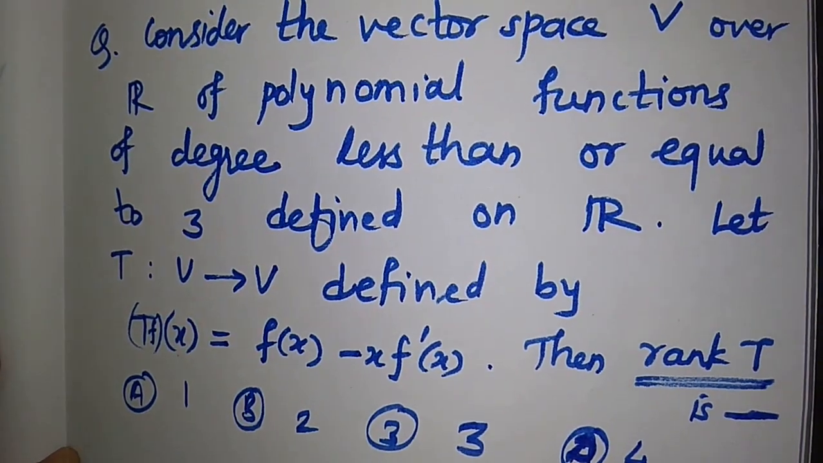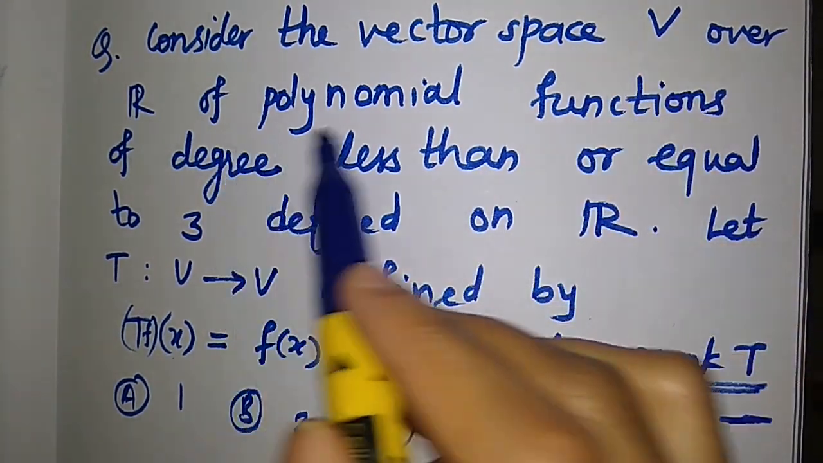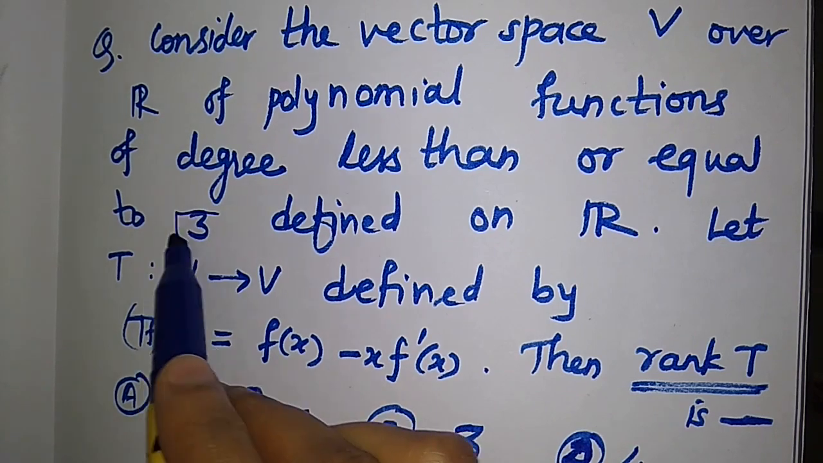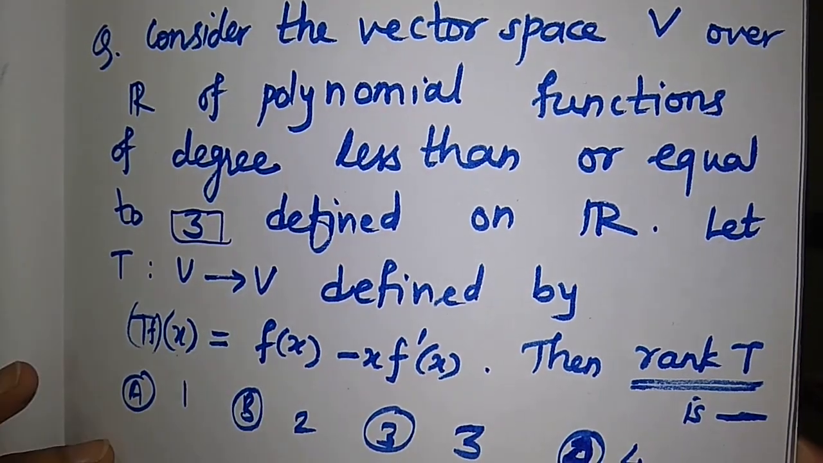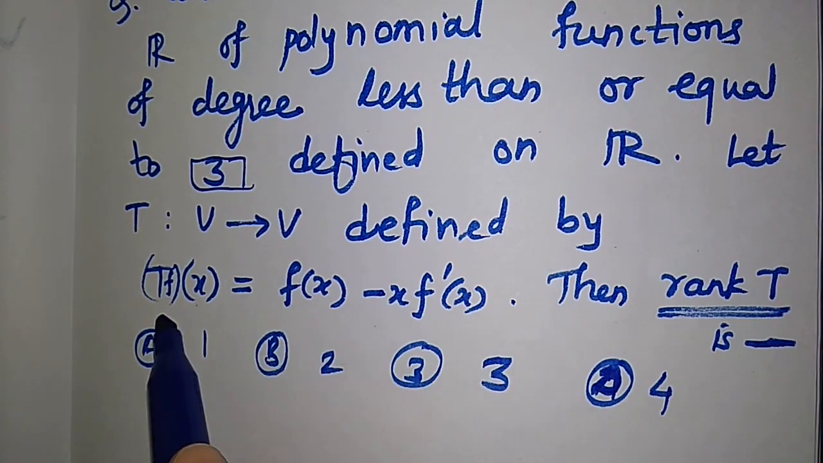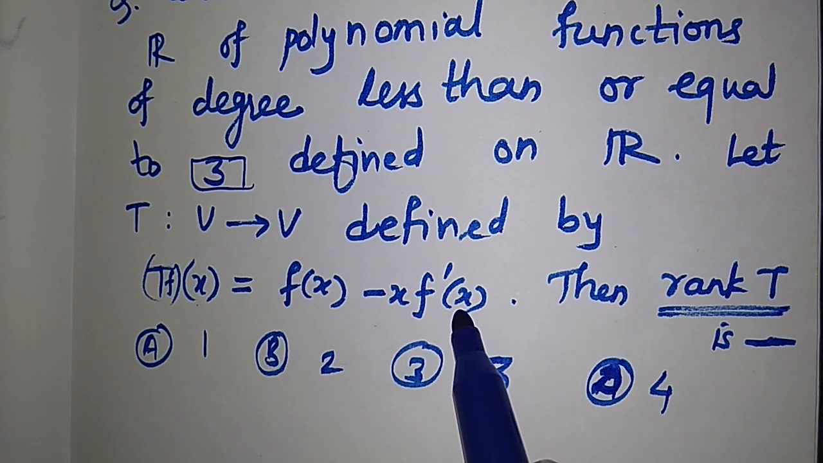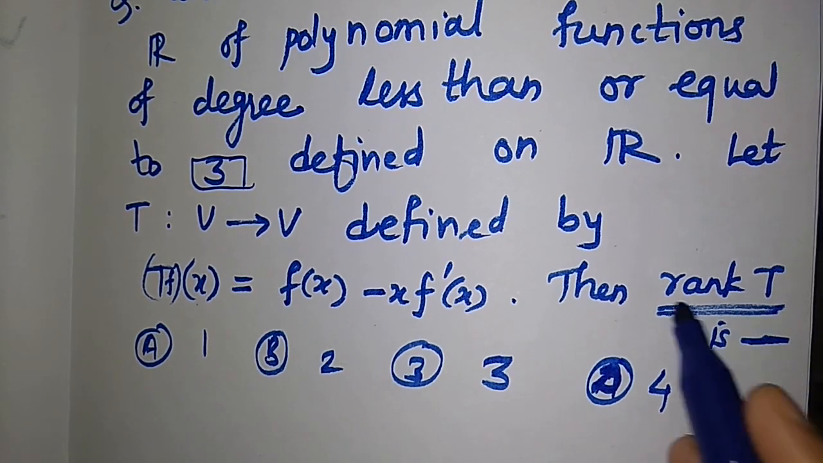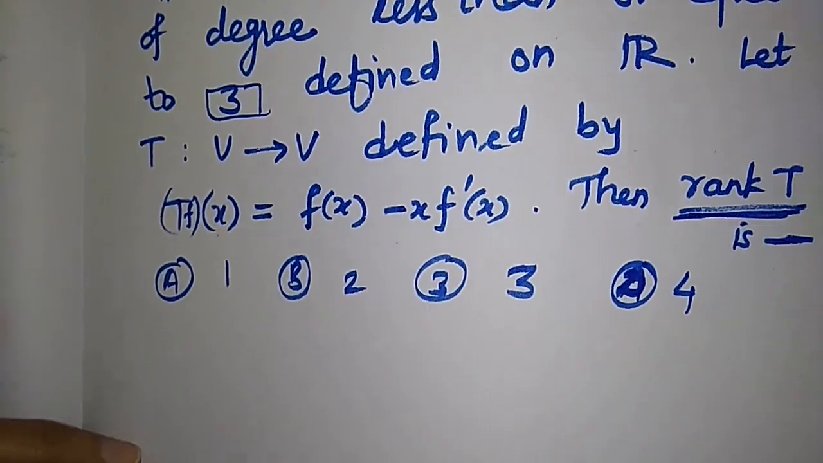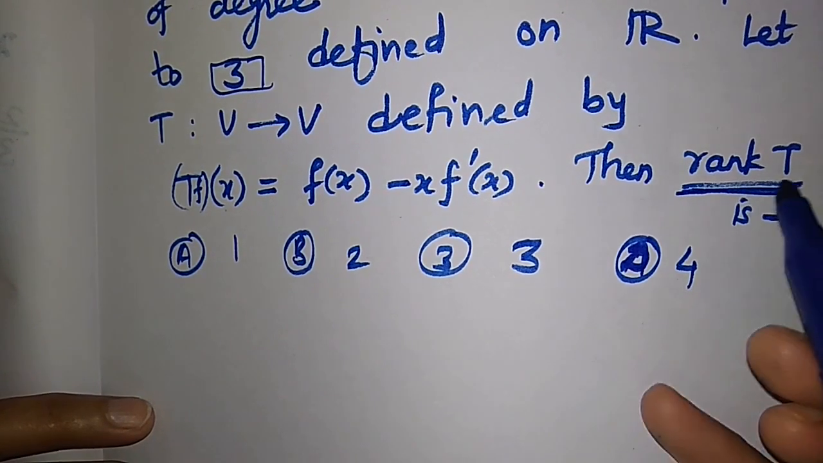Let us solve another question. The question is, we have given a vector space of polynomial functions of degree less than or equal to 3, and we have given a linear operator T from V to V defined by T of f of x is equal to f of x minus x times f dash of x, and we have to find out the rank of this transformation T. So just find out the matrix for this T.